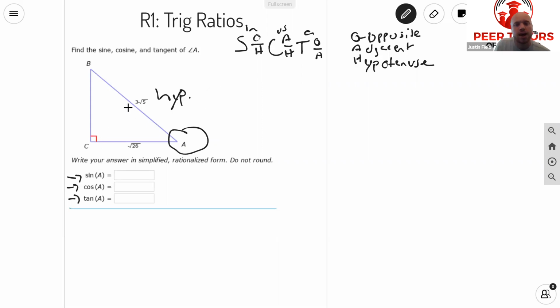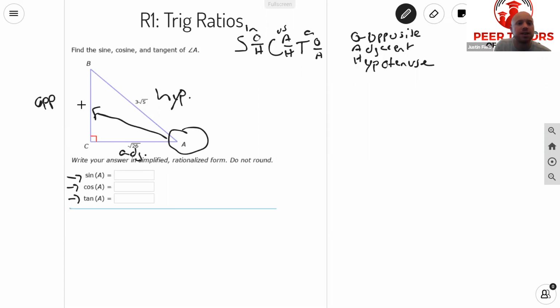Okay, so we know that. And then which side is the adjacent side? Well, the side you cannot draw an arrow to is the adjacent side. So I just drew an arrow to the opposite side. That makes this the adjacent side. The adjacent side is the side of the triangle that the angle touches that is not the hypotenuse. All right, so now we have the sides labeled.